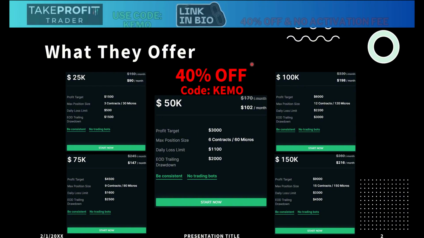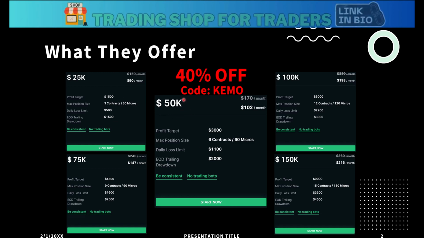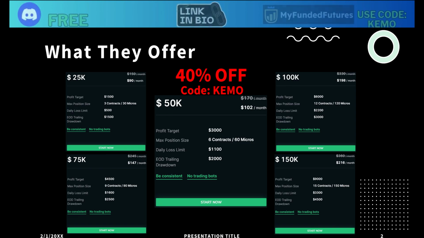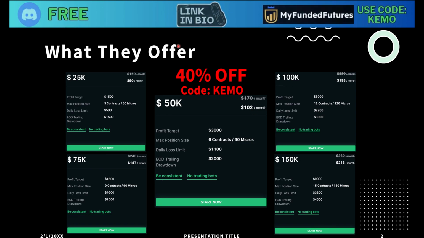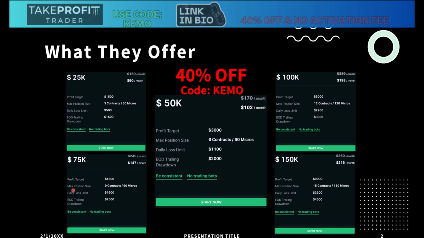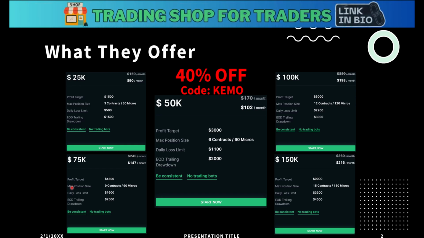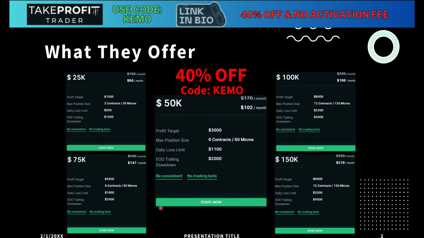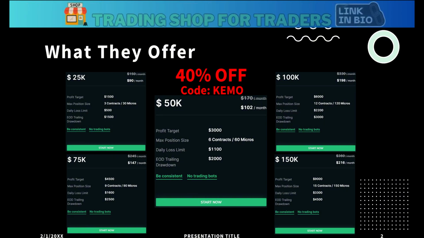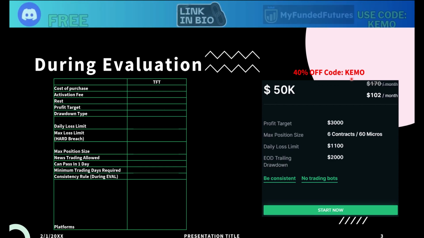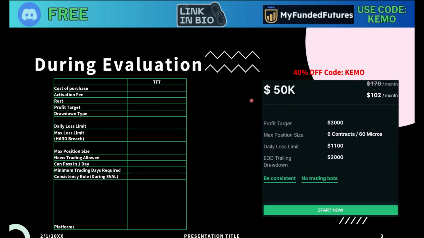So moving forward, I want to focus on that 50k account because I do know that the 50k account is the most popular account that people like to purchase. I'm just going to focus on this account, and moving forward I'm going to tell you all you need to know during the evaluation and during the funded phase, and all the rules that you need to worry about for purchasing that account. So during the evaluation, again, we're going to be focusing on the 50k account.